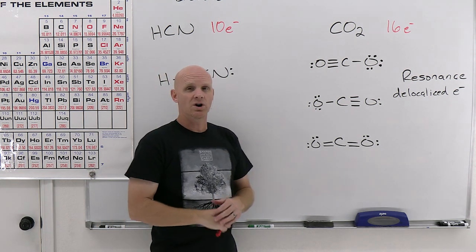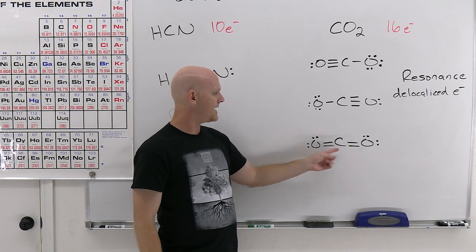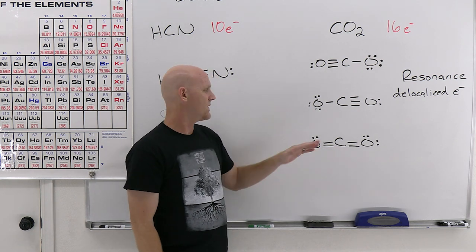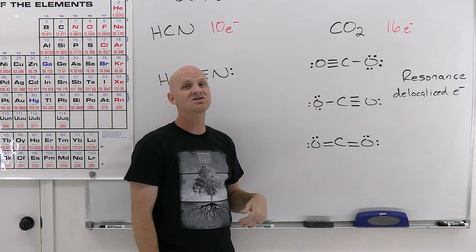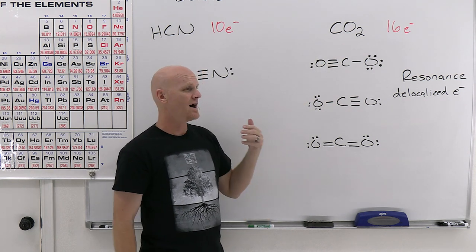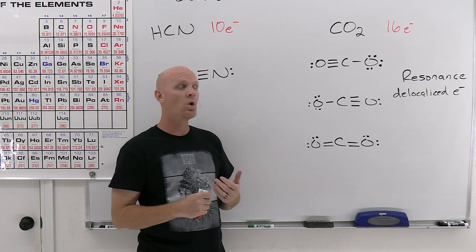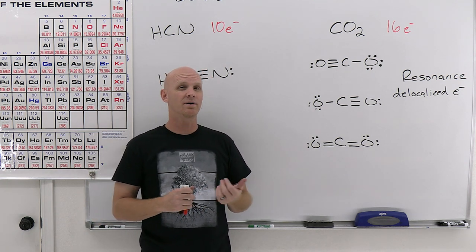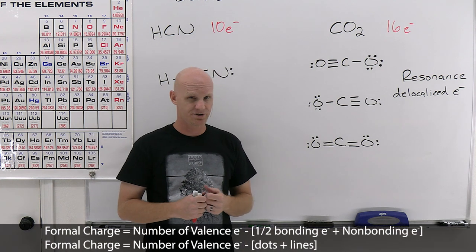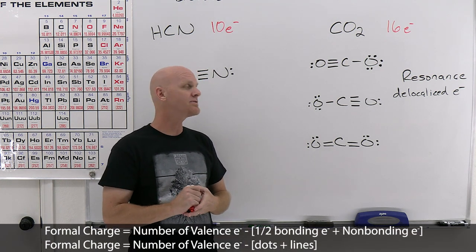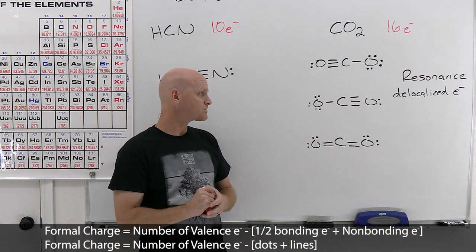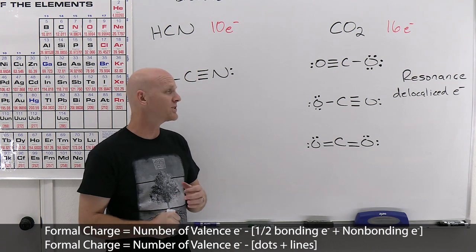If I asked you what kind of bond is between carbon and oxygen, it turns out when you've got these resonance structures, it's some average of all these structures, but some of the structures contribute more than others. To find out how well they contribute, we have to worry about something called formal charge. Formal charge is different than oxidation state that we learned earlier in the semester.